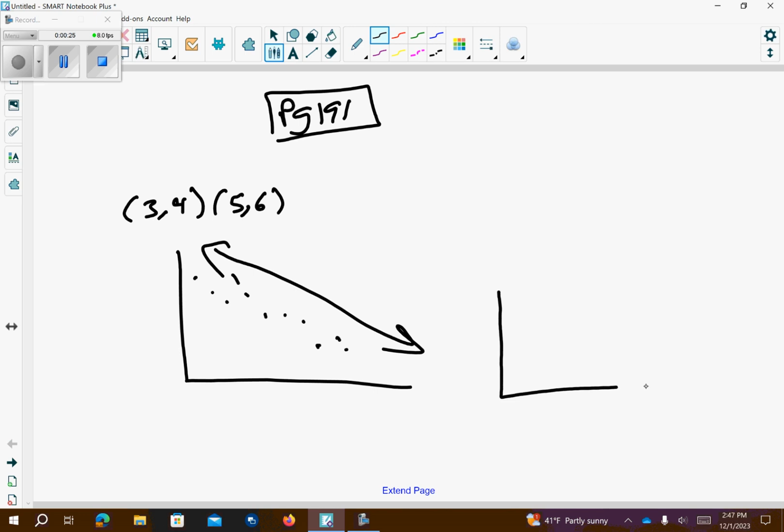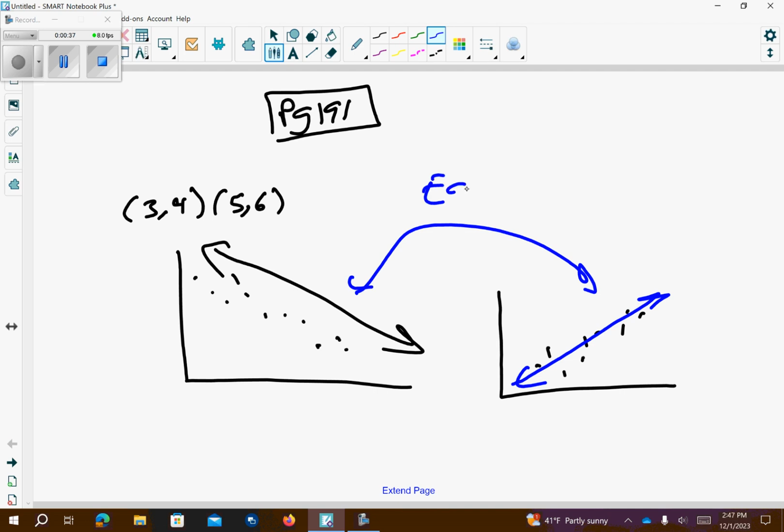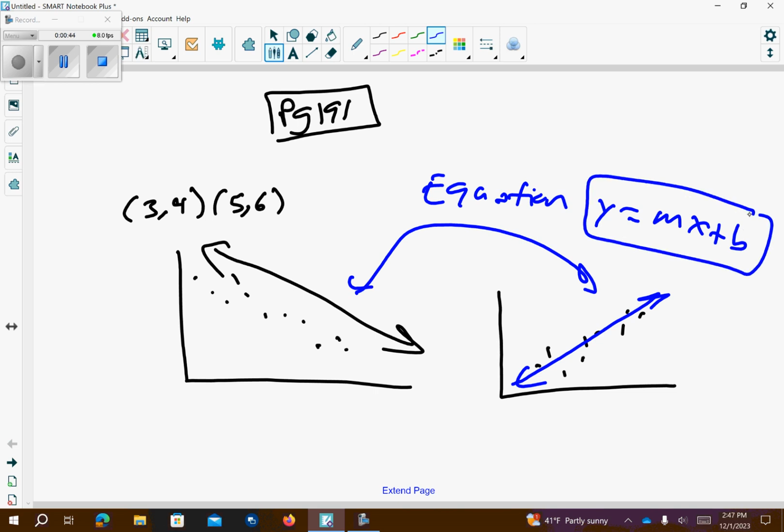So there's two different examples. This one on the right side of your paper doesn't have a line of best fit, but we have line of best fits. So there seems to be some sort of equation as y equals mx plus b. That would be our line of best fit.